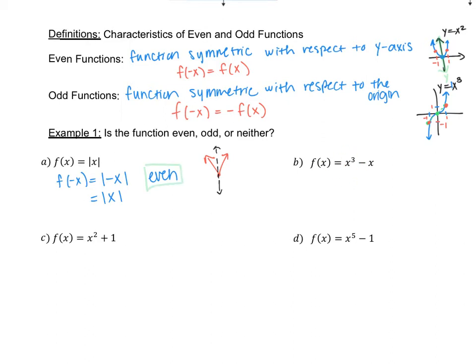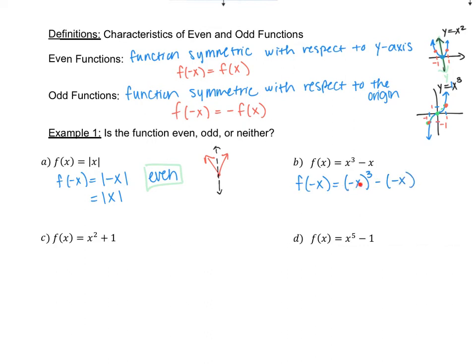This one here, again, I'm going to be plugging in negative x into f. So that means that this x cubed, if I were to rewrite this and plug in a negative x, is going to be negative x to the third power minus negative x. Now, let's just think about this for a moment.